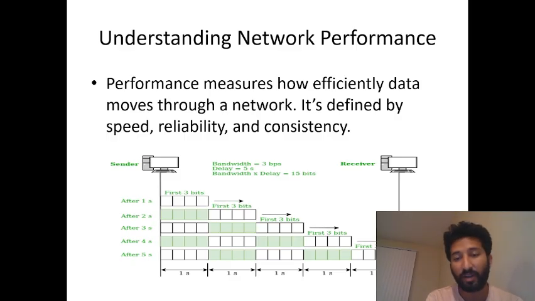This is the sender and this is the receiver. So bandwidth will be 3 bps and delay will be 5 seconds, and bandwidth x delay will be 15 bits. So after 1 second, it will be converting the first 3 bytes. And after 2 seconds, the first 3 bytes will disappear and it will go to the second 3 bytes. And after 3, 4, 5 seconds, here you can see the graph of the measurement.